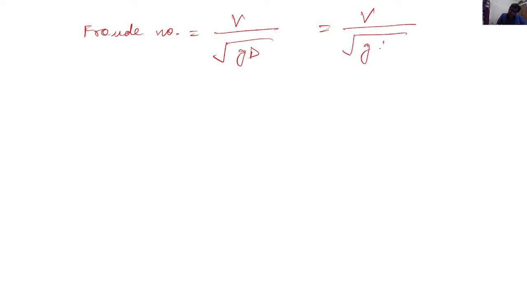So this will be nothing but square root of g A by T in the denominator, where capital A happens to be the cross sectional area, and capital T happens to be the top width of the cross section. So this also can be written as the flow velocity divided by c, where c is something known as the celerity. So celerity is nothing but the denominator of the Froude number.